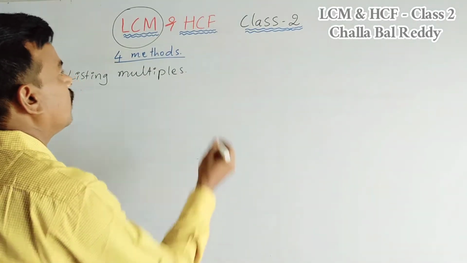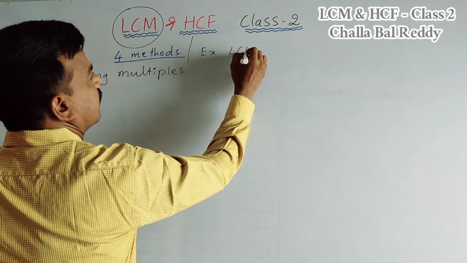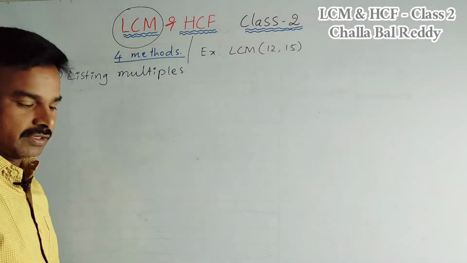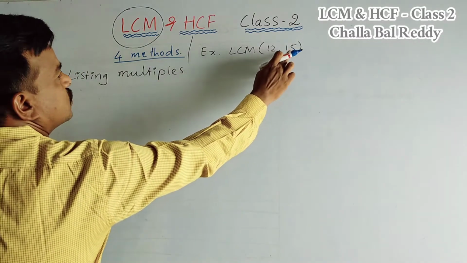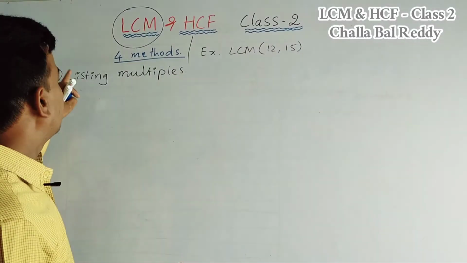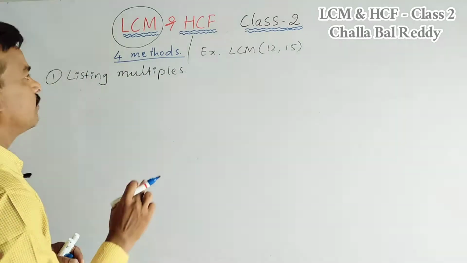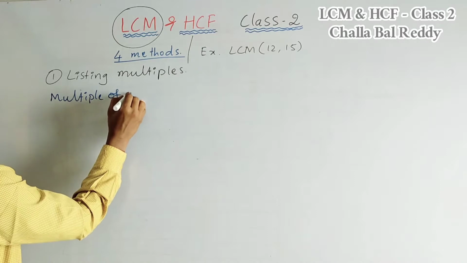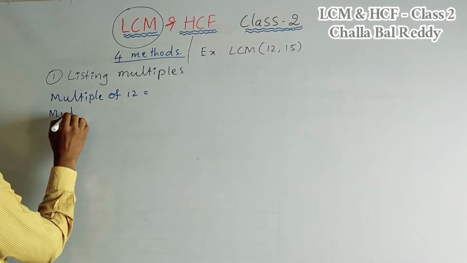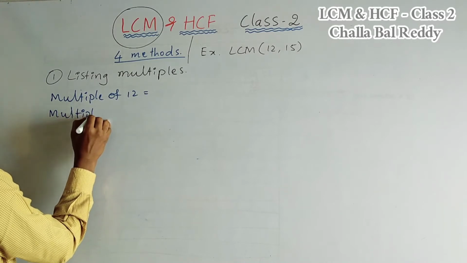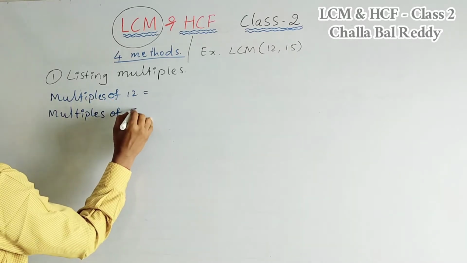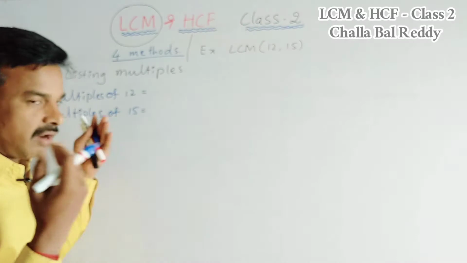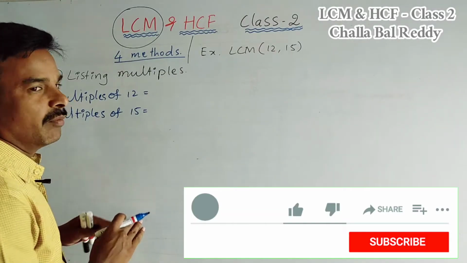By taking one example: what is the LCM of 12 and 15? We should find it by using the first method first. Okay, here the given numbers are 12 and 15. To find the LCM of 12 and 15 by using listing multiples, first we should write the multiples of 12 and also multiples of 15. First we have to write multiples of the given numbers. Maybe they are two numbers or three numbers or more numbers. We have to list the multiples of the given numbers first.